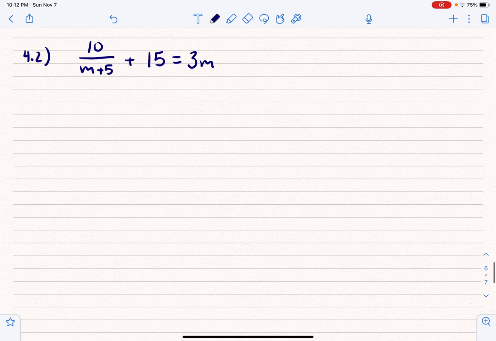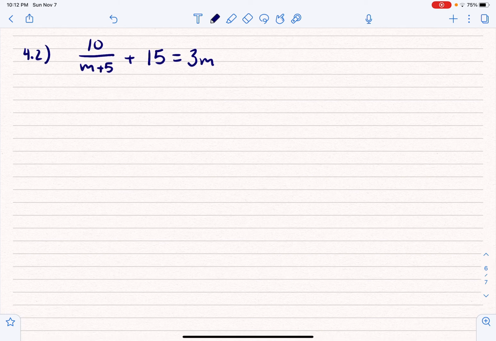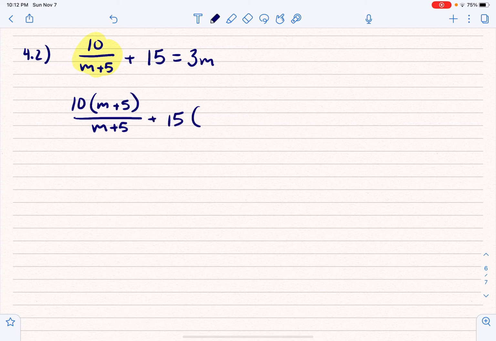All right, let's try it again. Now, we'll go a little bit slower. But this is a pretty simple problem because there's only one fraction. So I'm going to multiply through by that denominator. That's my only denominator. So I'm going to say 10 times m plus 5 over m plus 5, plus 15 times m plus 5, equals 3m times m plus 5.